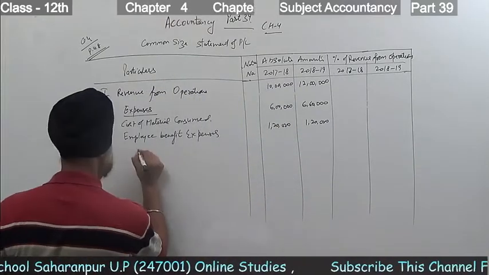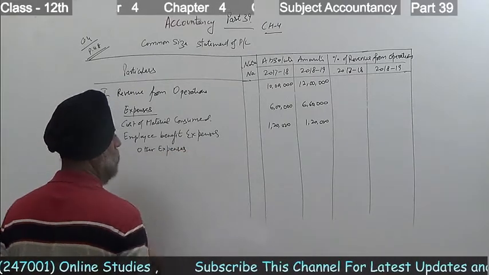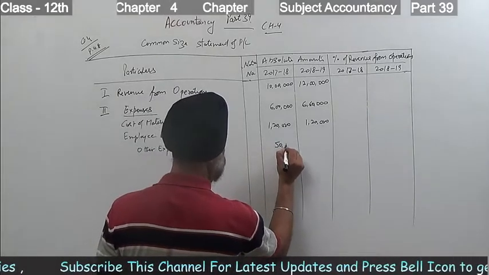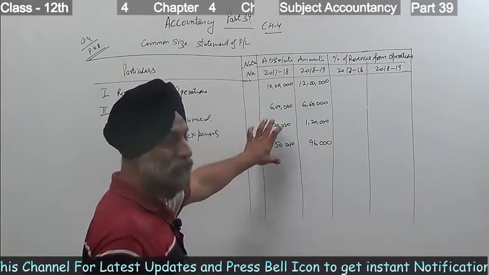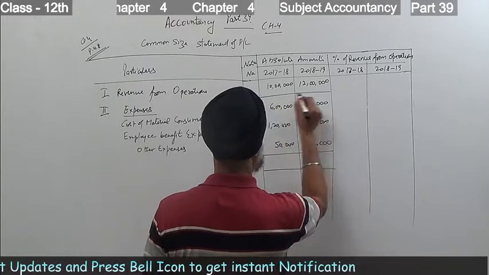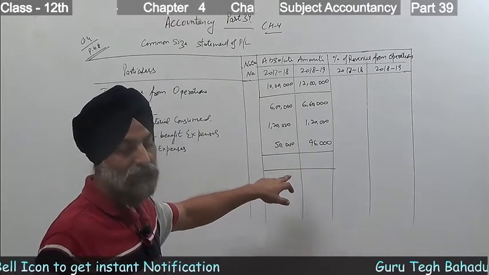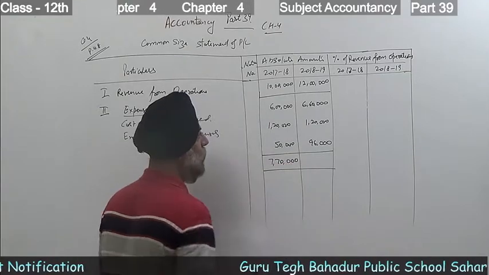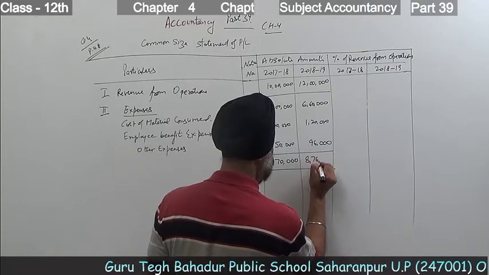So other expenses, this is 50,000 and 96,000. Take the total of these expenses. This is total income 10 lakh, 12 lakh, and total of expenses in 2018 is 7 lakh 70,000, and in 2019 the total of expenses is 8 lakh 76,000.